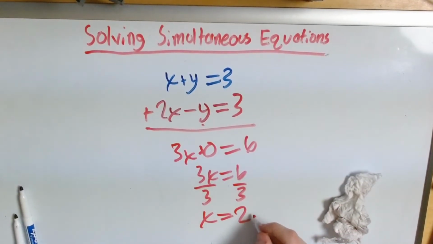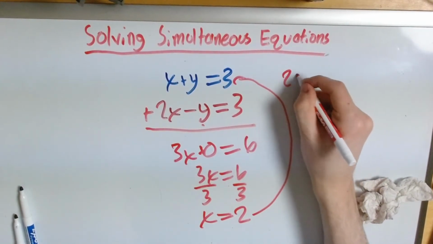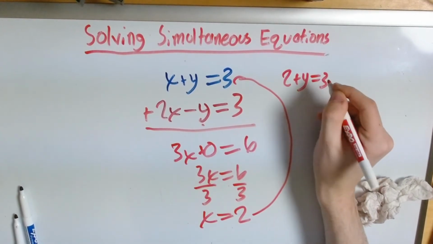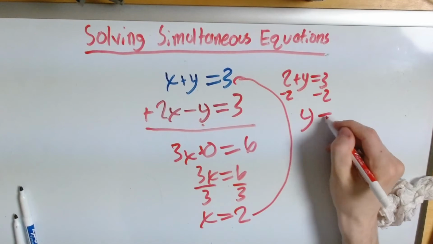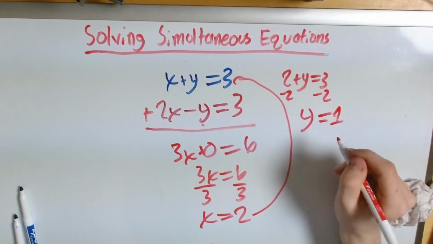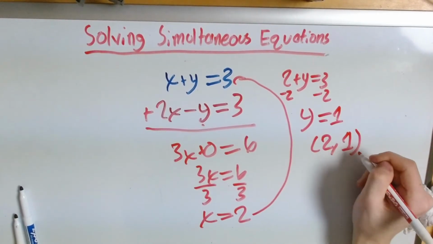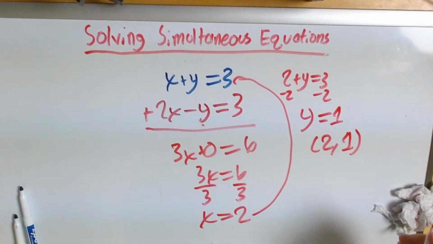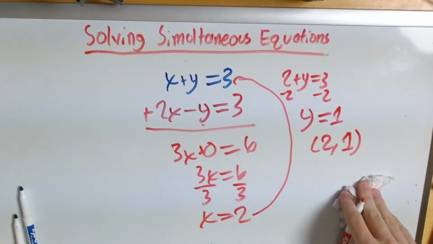Once again, I can substitute x back into one of my original equations, and I get 2 plus y equals 3. I'll just subtract by 2 to get y by itself. And I have y equals 1. So my solution is 2, 1. That's how we use elimination. If that seems complicated, let's try it again.